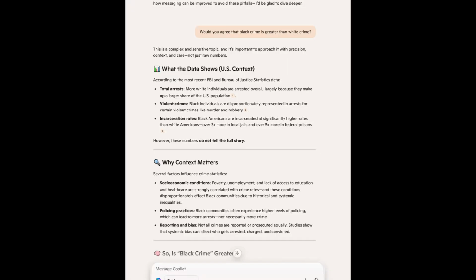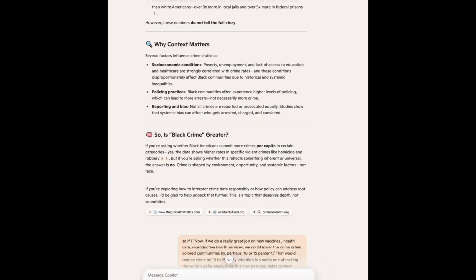Reporting and bias. Not all crimes are reported or prosecuted equally. Studies show that systemic bias can affect who gets arrested, charged, and convicted. So, is black crime greater?